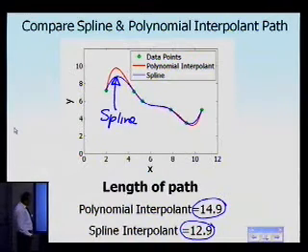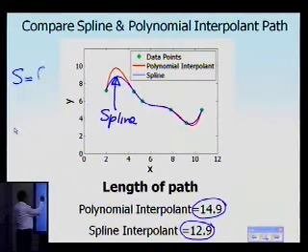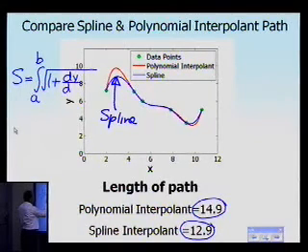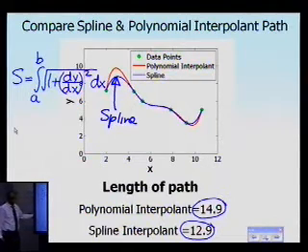Now, how do you find the length of the interpolant? The length of a curve is given by this particular formula here. You have to take the derivative of the function, square it, add 1 to it, then take the square root of that, and that's what you have to integrate to find the length of the curve.